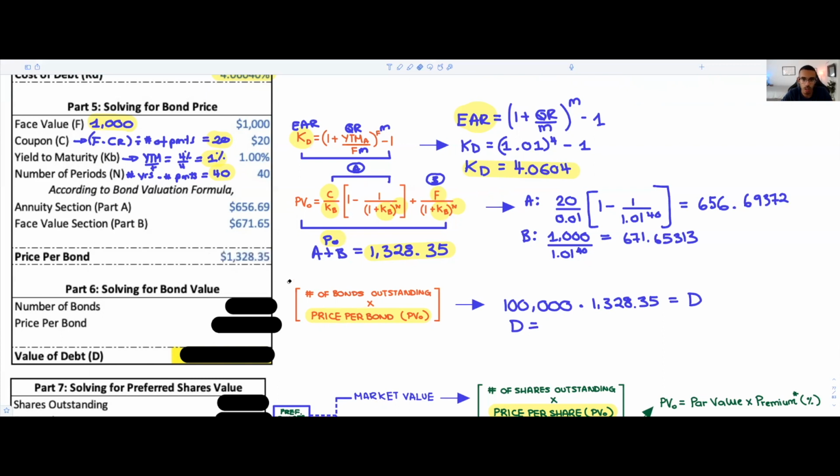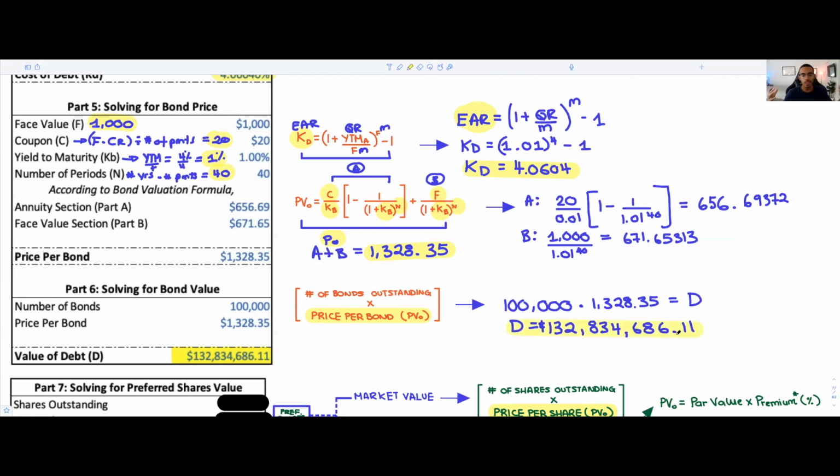So we got the price of our bond. We're super stoked. We got 100,000 bonds. We know that if you multiply these two numbers together, you're going to get the value of debt. And in this case, it's a pretty big amount. And we could say that we got 132,834,500. Well, I'm so sorry, 0.11. And that's going to be our value for debt.